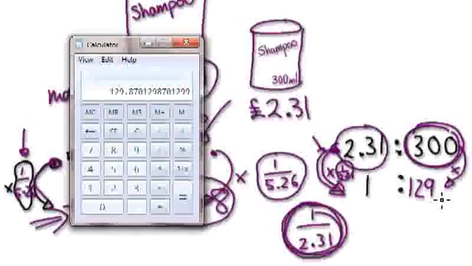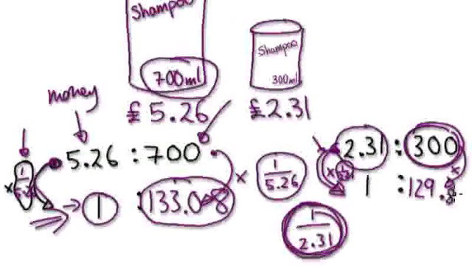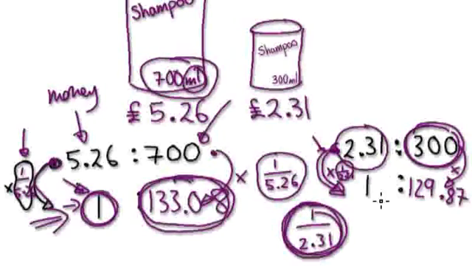129 0.87. Now look at this here. With £1, remember, the number on the left represents money. So with £1 you can buy 133 whatever this thing is, milliliters. With £1 you can buy 133.